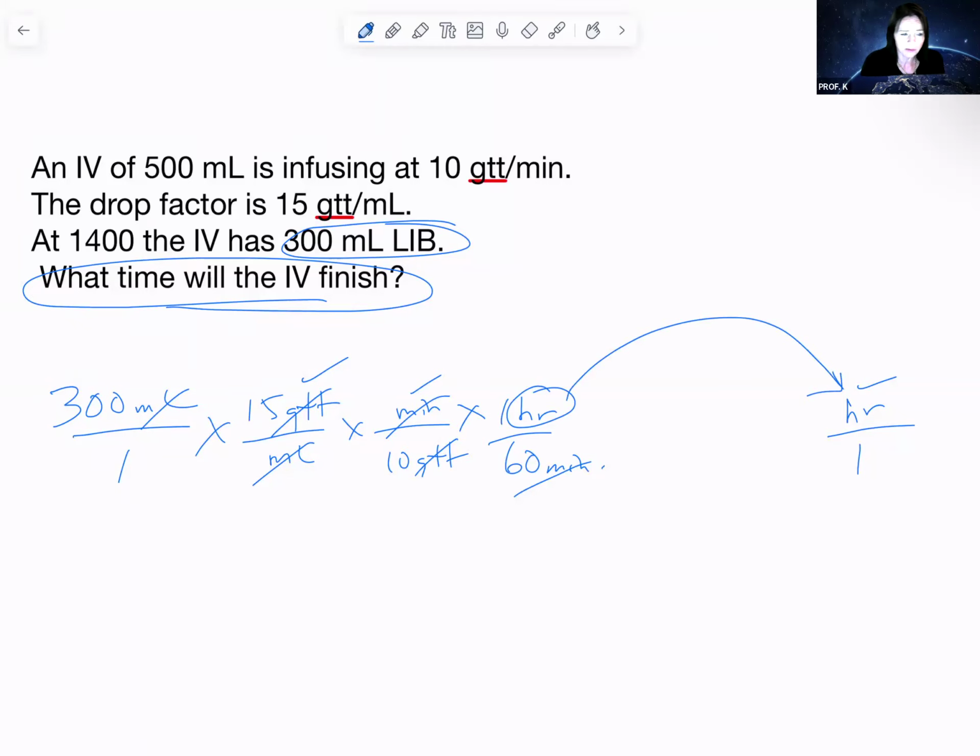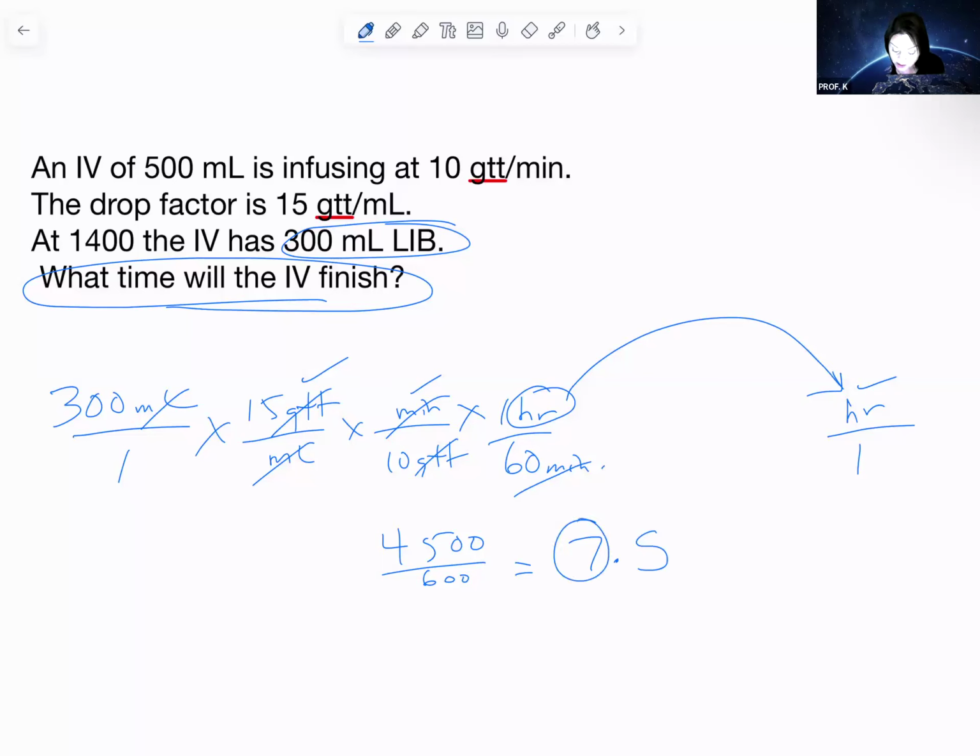So now it's just math. I've crossed off everything I don't need. So when I do 300 times 15 times 1, it'll give me 4,500. And then 10 times 60 is 600. And when I divide, it'll give me, hold on a second. I just want to double check something. I think I found my own typo here. Usually you guys help me with that. 4,500 divided by 600. Okay, so it'll give me 7.5.